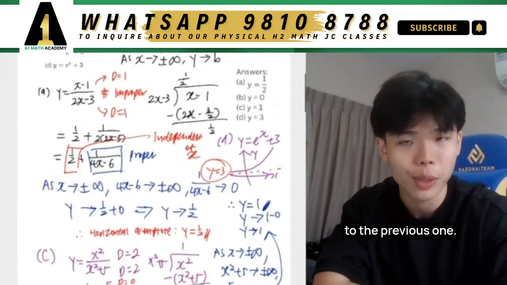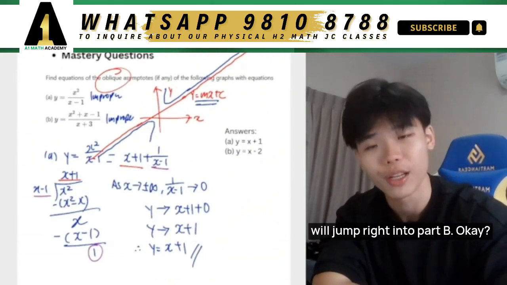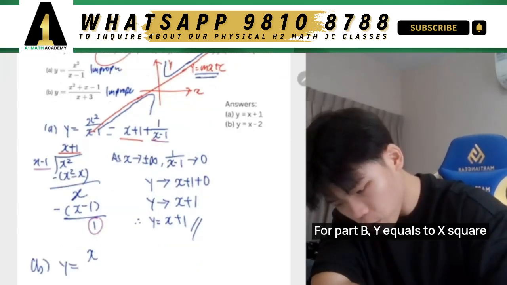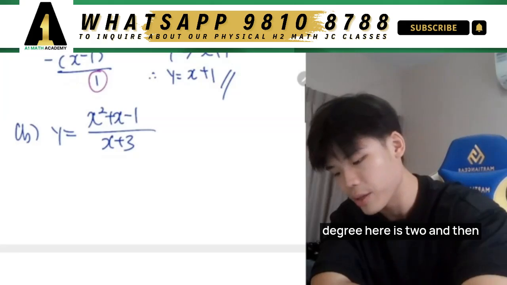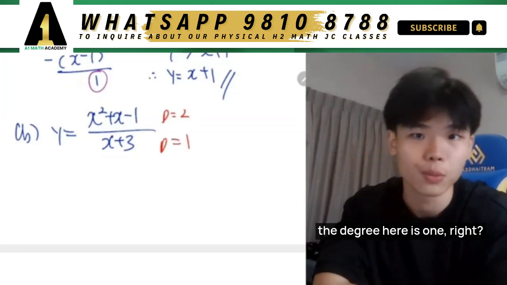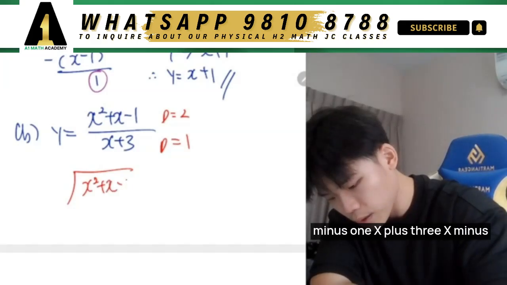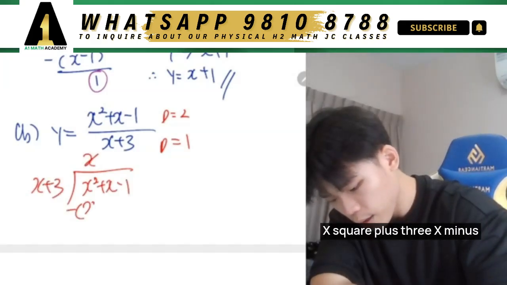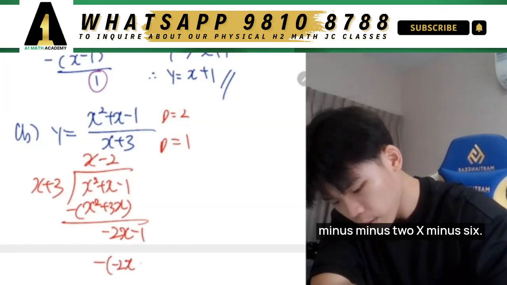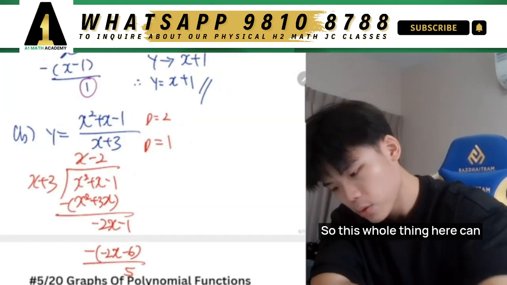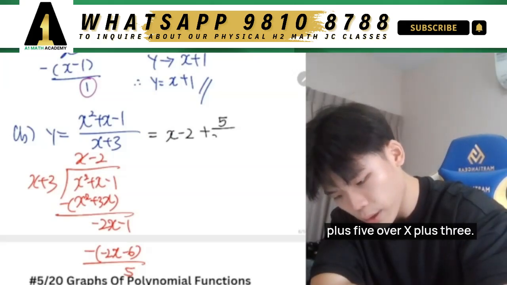Very, very similar to the previous one. So feel free to pause this video now to tackle part B, and if not, I will jump right into part B. Okay, for part B, y equals x squared plus x minus 1 over x plus 3. Same thing, you do your long division first, because the degree here is 2 and the degree here is 1, right? So we take x squared plus x minus 1, divided by x plus 3, x minus x squared plus 3x, minus 2x minus 1, minus 2, minus 2x minus 6. We end up with 5. So this whole thing can be reduced to x minus 2 plus 5 over x plus 3.